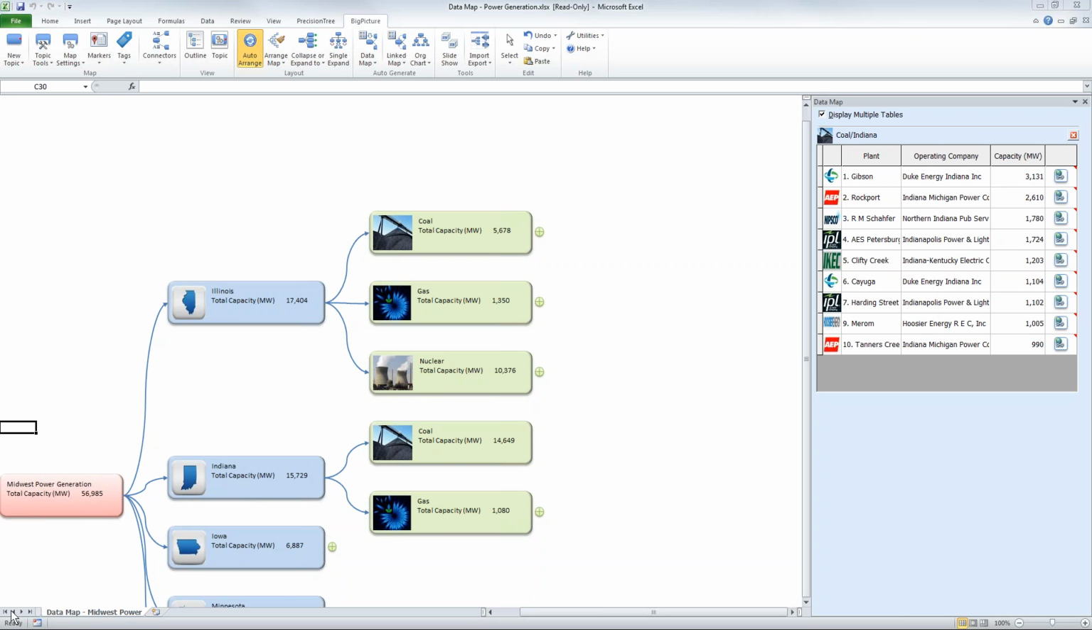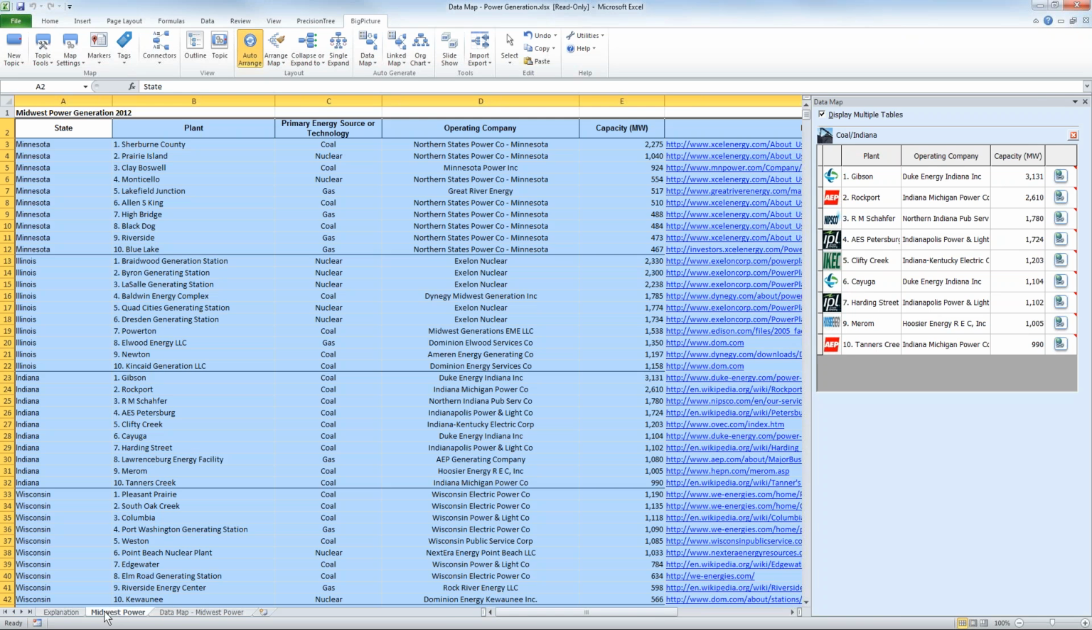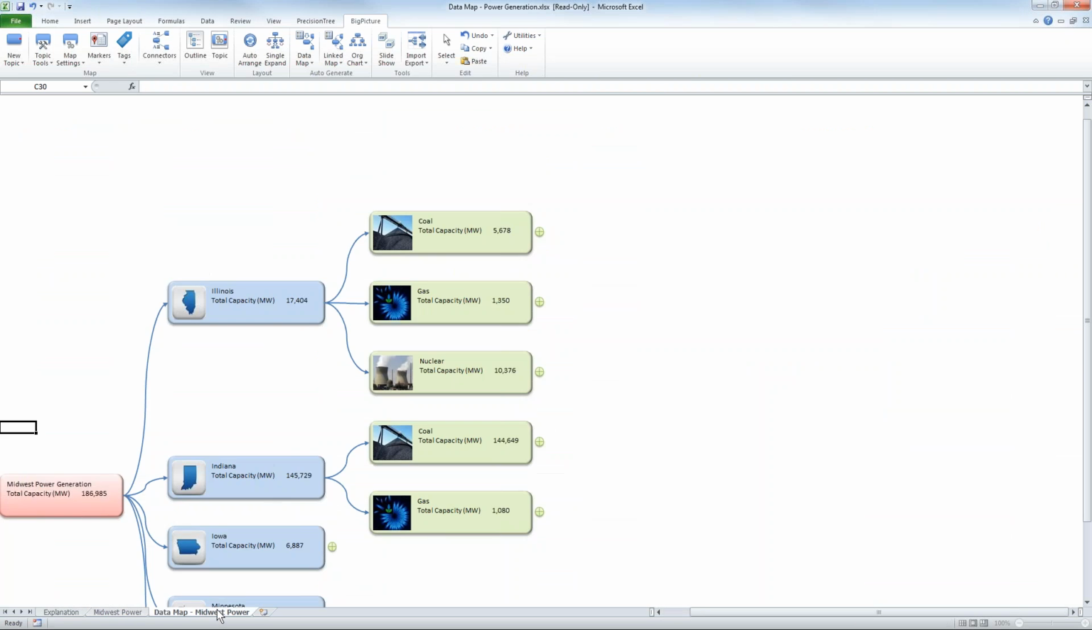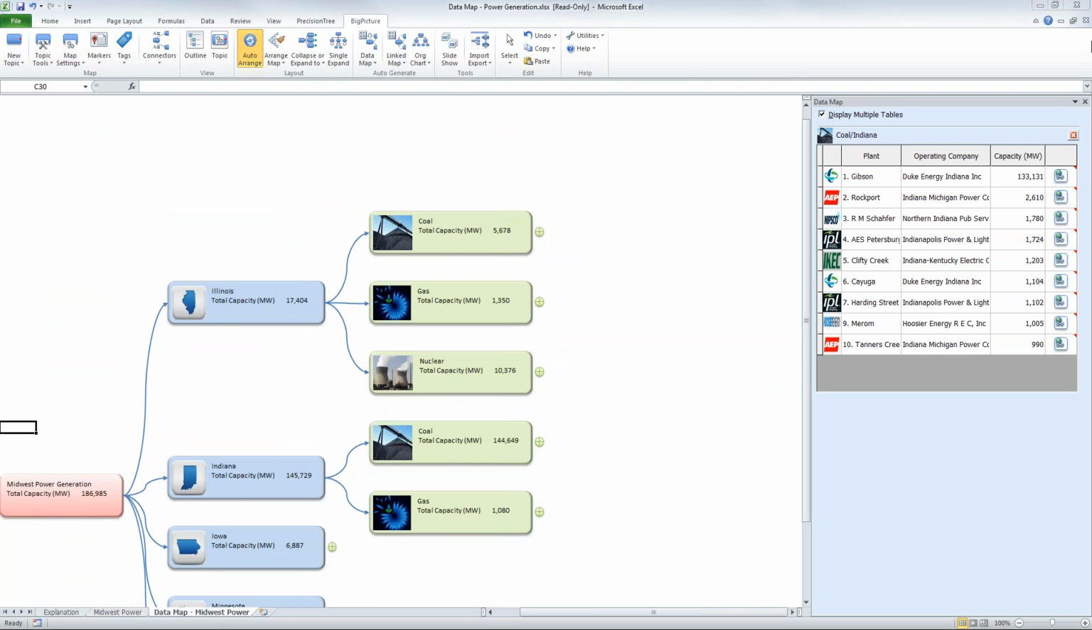Now what if our data changed? Remember 57,000 here, and I'm going to go in and change Gibson. Gibson has 3131, right? So I'm going to find Gibson, which is right here, and I'm going to say, whoops, 133131. I'm going to make it astronomical on purpose. If I go here, you're going to notice it automatically updates in my end table. It's going to automatically update here in the roll-up categories and all the way through here.